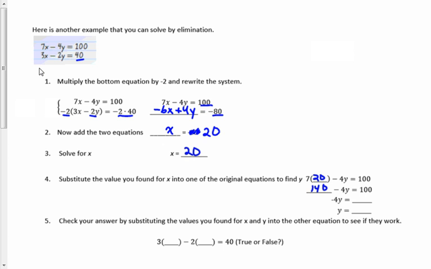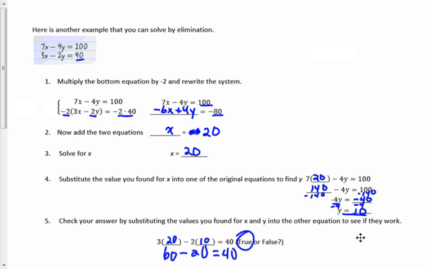Okay, now we're going to substitute that 20 in for x here and simplify that to 140. Subtract 140 from both sides. And we get negative 4y equals negative 40. Divide both sides by negative 4. And we get y equals 10. All right, and then we want to check that by making sure that those answers, y is 10 and x is 20, work in the other equation. That's 60 minus 20, which is 40, which means that's true. So that is the solution.